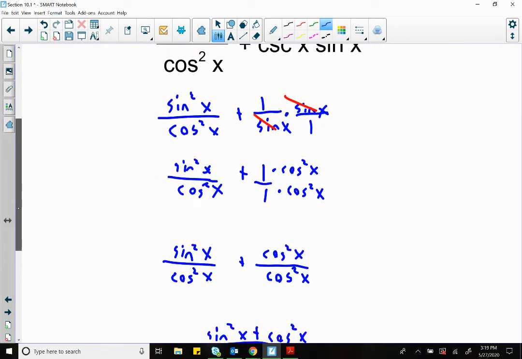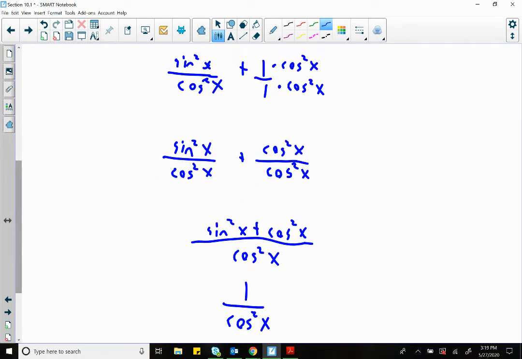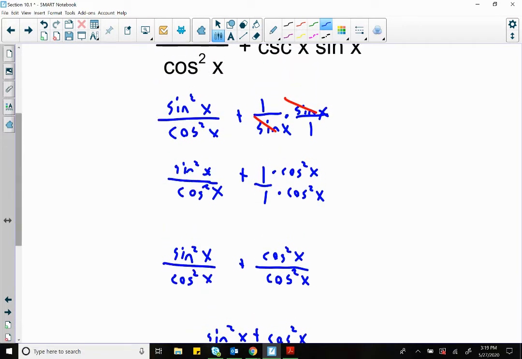Okay? Now, let me show you something else. Maybe you saw this, maybe you didn't. Right here at this part, the sine squared x and the cosine squared x, we had this written out.